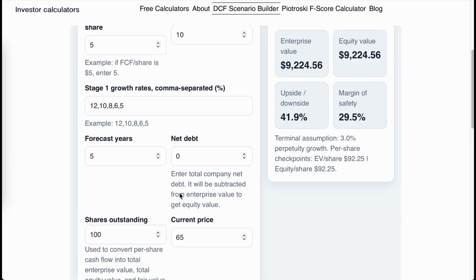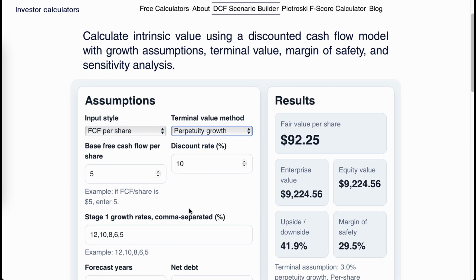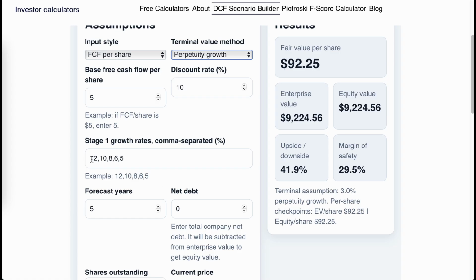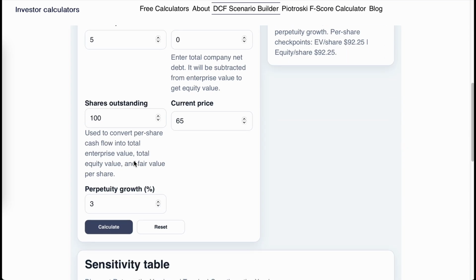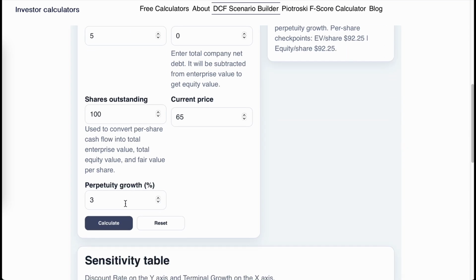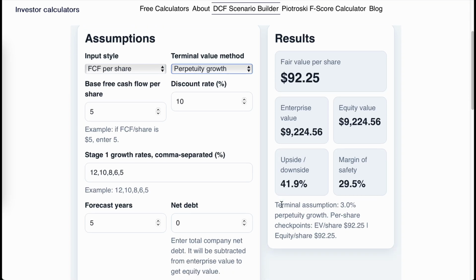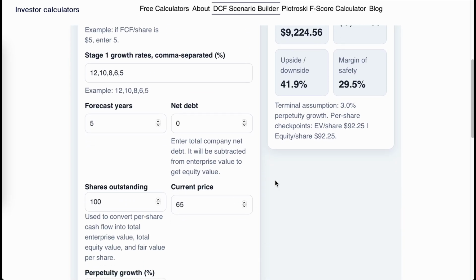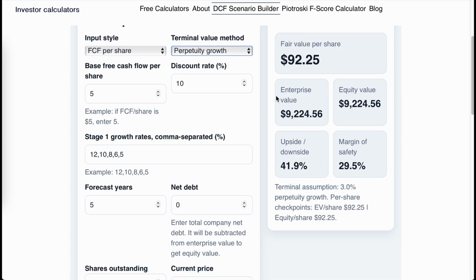And based on your inputs, you're inputting the cash flow per share, discount rate, growth rates for 5 years, forecast year period, net debt, shares outstanding, current price, and perpetuity growth rate. And then this calculator calculates for you the target price per share, 92%, which implies 41% growth potential from the current 65%. So this is the fair value per share growth potential.